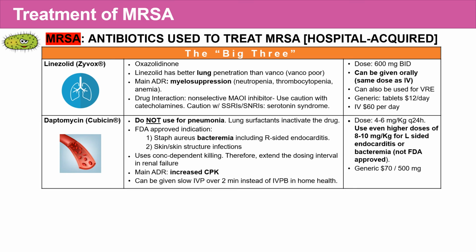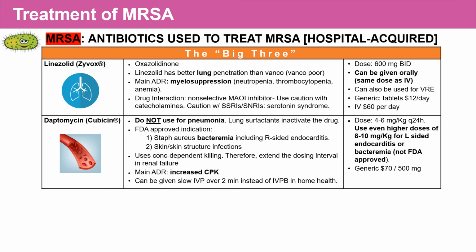Now, daptomycin uses concentration-dependent killing, which means you'll need to give a higher dose at a less frequent interval. And in renal failure, instead of reducing the dose, you want to keep the same dose but extend the dosing interval. The main adverse drug reaction is increased CPK and muscle or possible muscle damage.